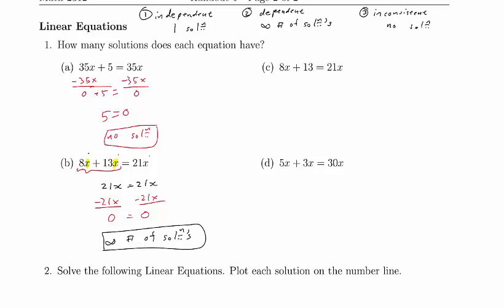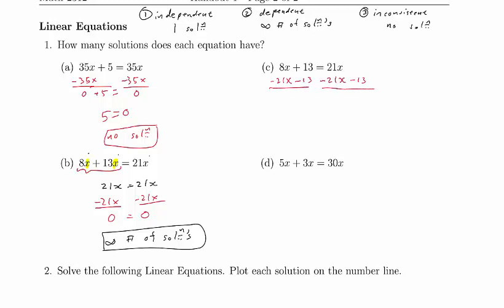Alright, so we've got 8x plus 13 equals 21x. So we want to get the x's to the left, and everything that's not an x, move that over to the right. So let's go ahead and subtract 21x from both sides, and also let's go ahead and subtract 13 from both sides.